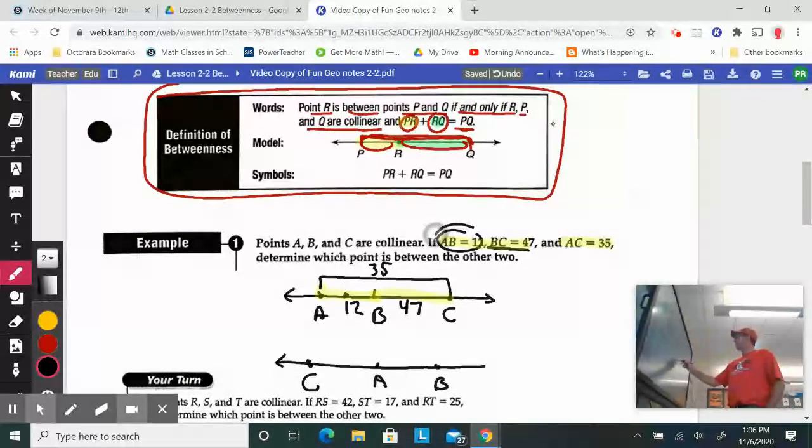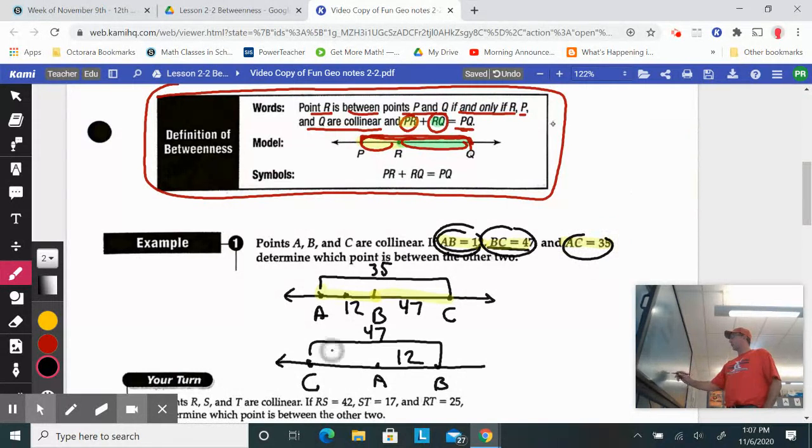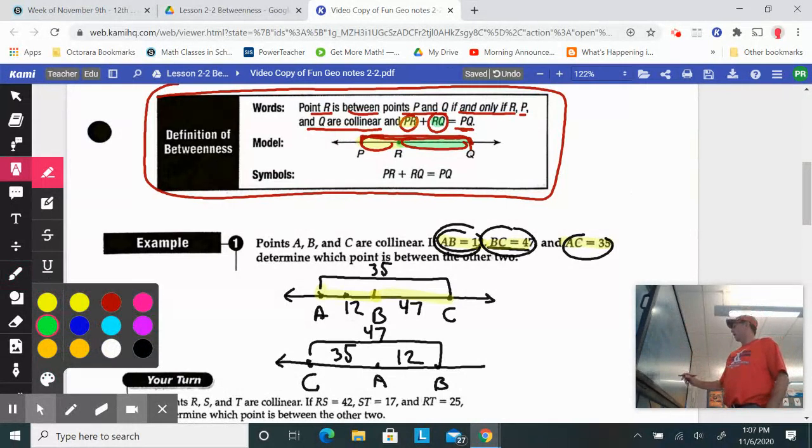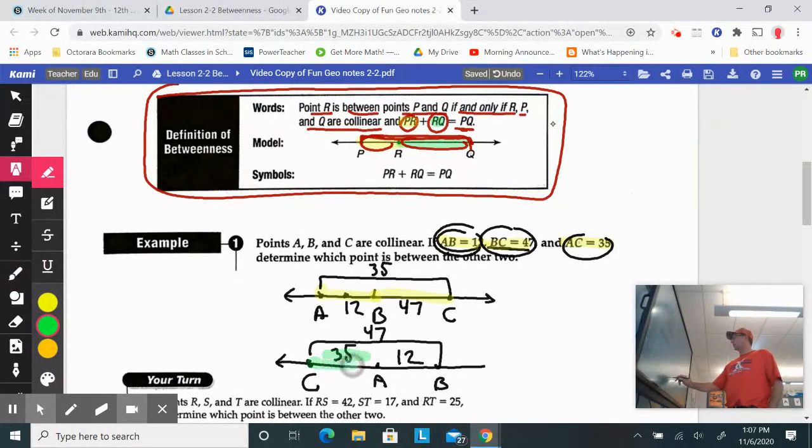So A to B is 12. Here's 12. And B to C is all the way from the C all the way to the B. That has to be 47. And then A to C is 35. Now that makes more sense. Because if I add the 35, that distance right there, to the distance from A to B, which is the 12, I would get 47.